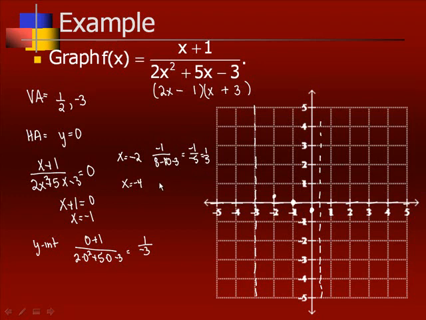Let's pick x as -4. That'd be -4 plus 1 is -3 on the top. That would be 2 times -4 squared minus 20 minus 3. Well, -4 squared is 16 times 2. So 32 minus 20 is 12, minus 3 is 9. So that would be -3 over 9, which would be -1/3. So if x is -4, we'd get -1/3.